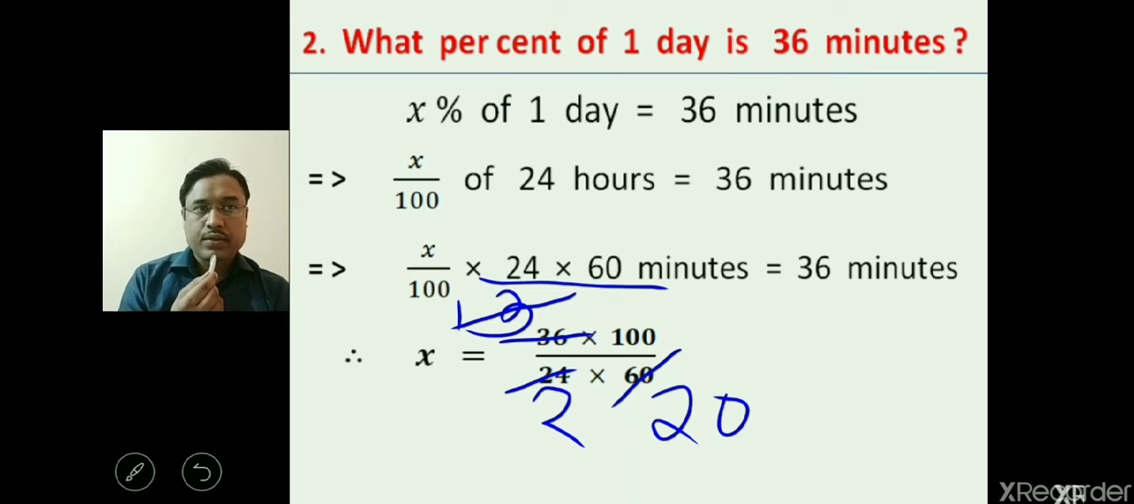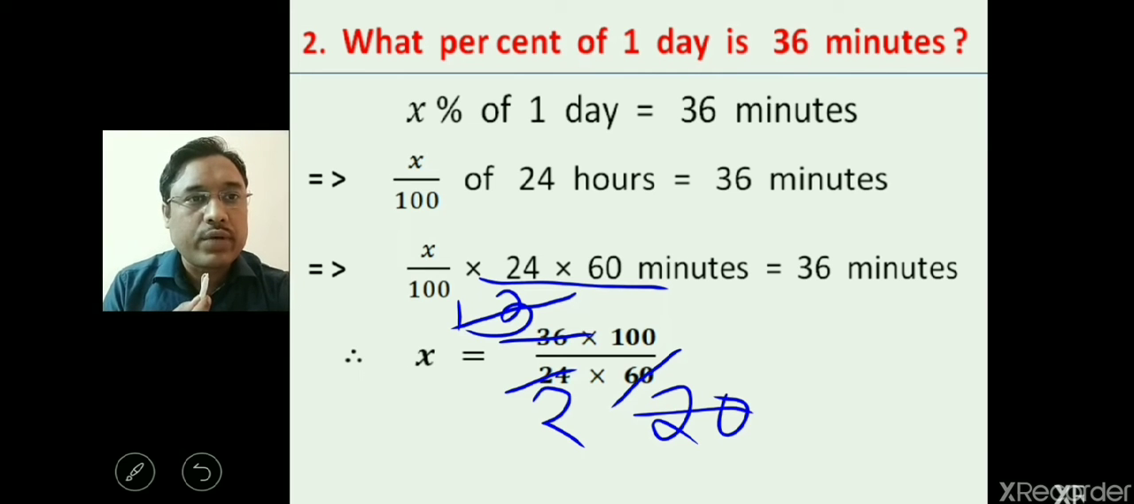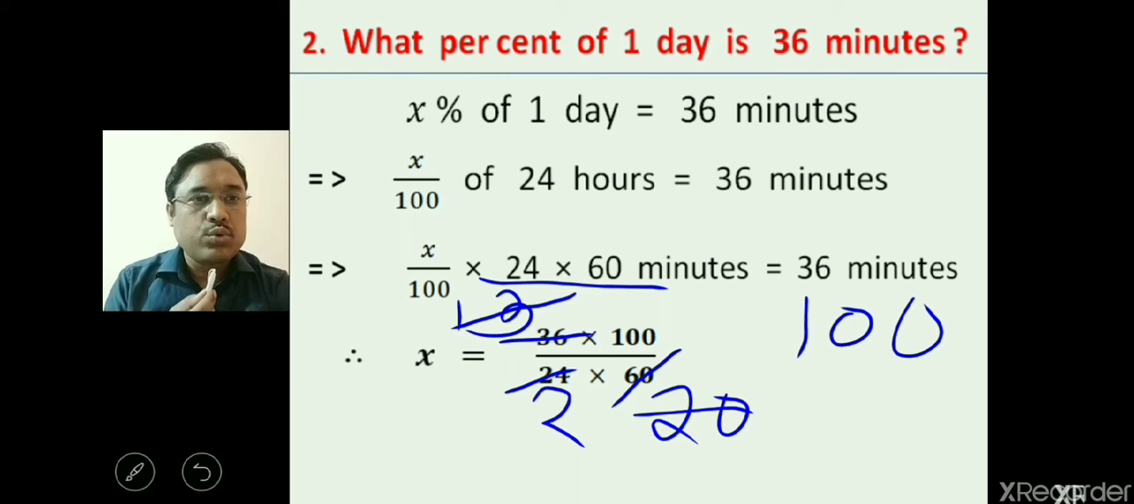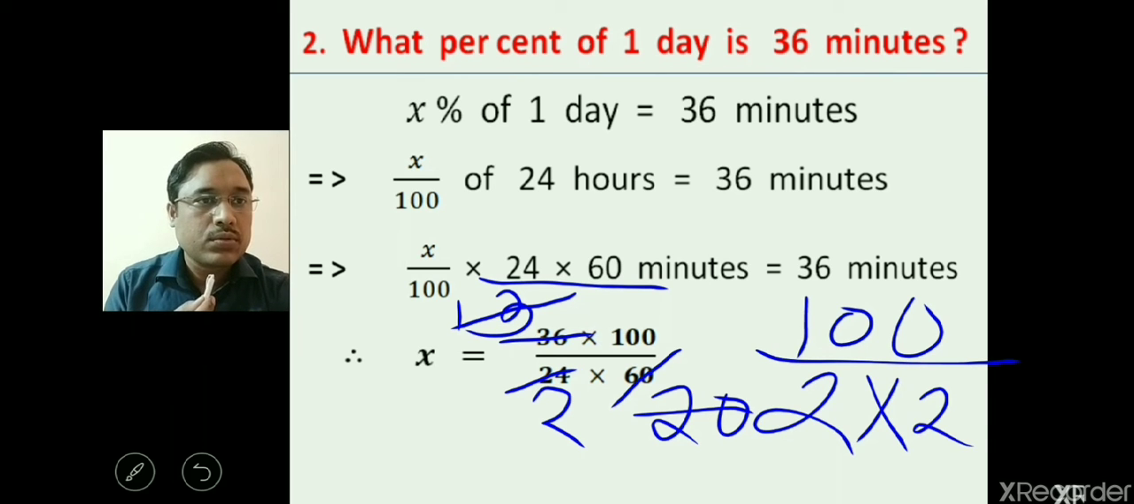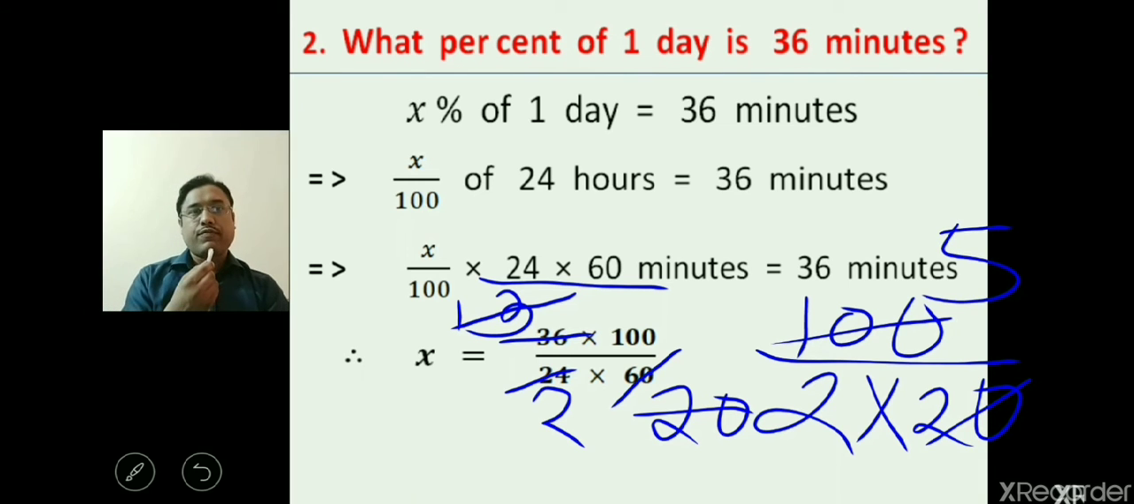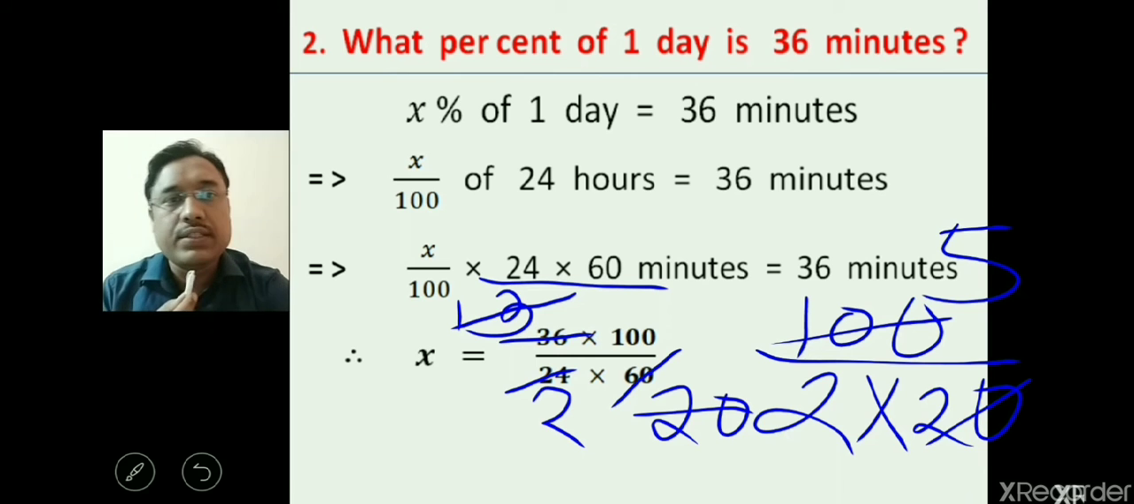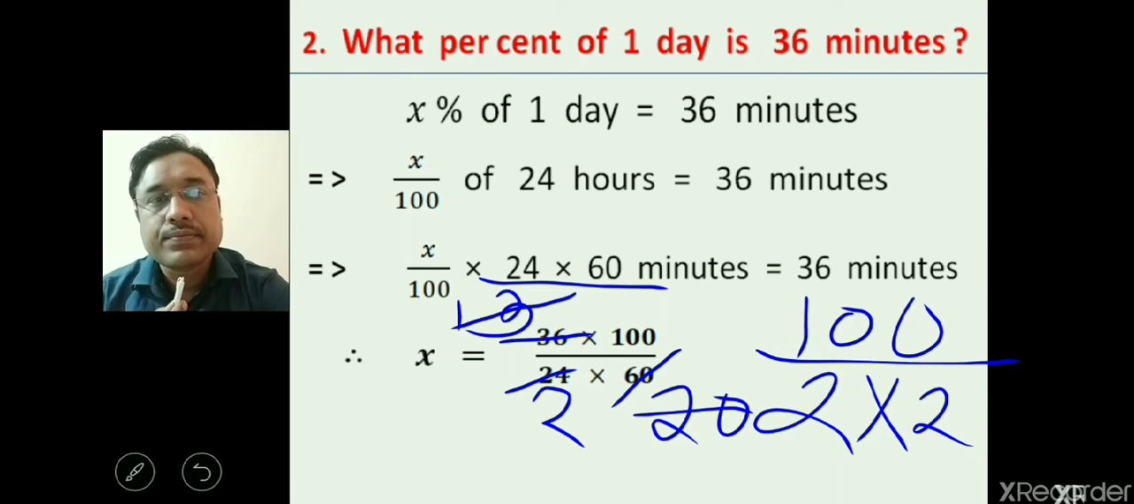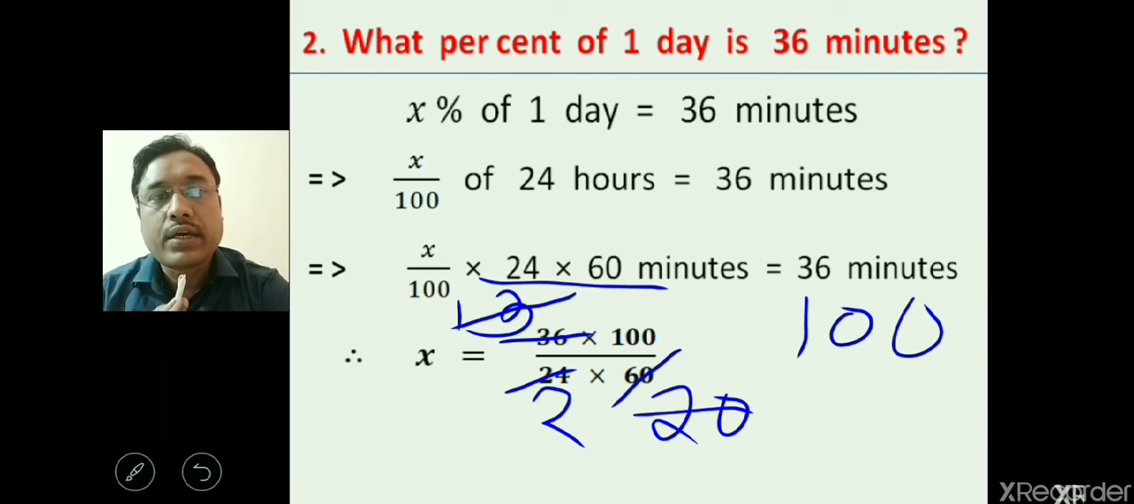Now this 20 can cut the 100, so it will cut in 5 times. So you can write that expression freshly: 100 by 2 into 20, that is 2 into 20. So 20 into 5 times means you will get 5 by 2. 5 by 2 means 2.5. So the answer will be 2.5.